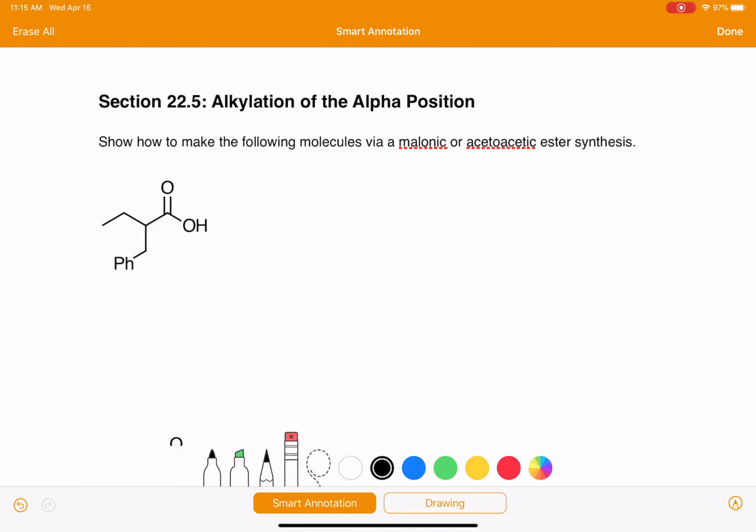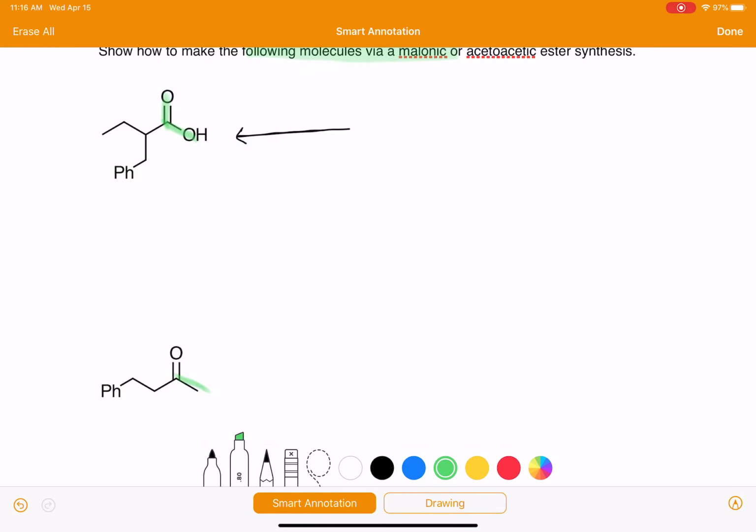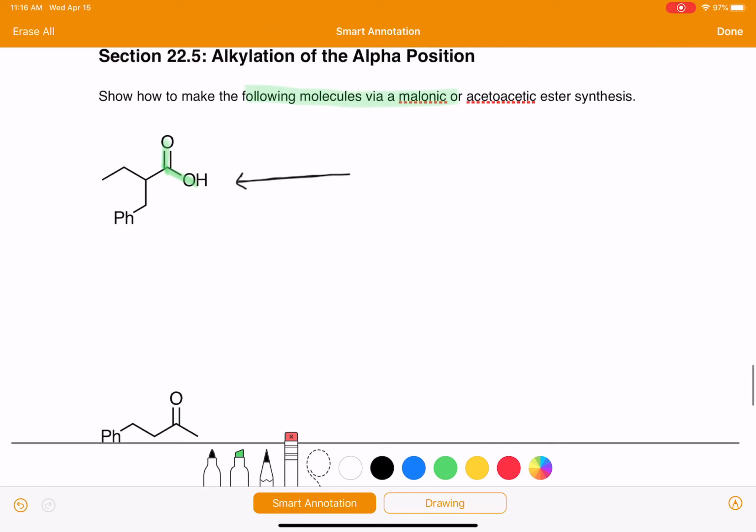So let's take a look at this particular example on the worksheet, how you could synthesize this molecule using a malonic ester synthesis. We haven't talked about the second one yet. So this question is asking what steps you would need to take, and what reagents you would need to use to get this product. Anytime you're making a carboxylic acid, you're doing the malonic ester synthesis. The acetoacetic ester, I'll give you a peek at it, does not produce a carboxylic acid.